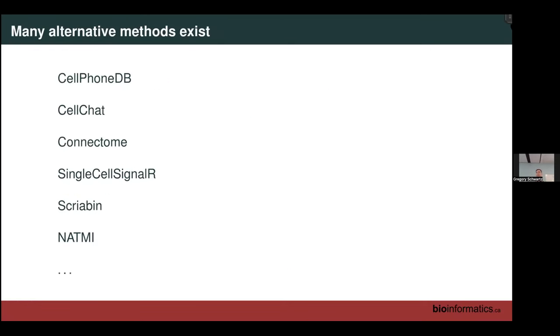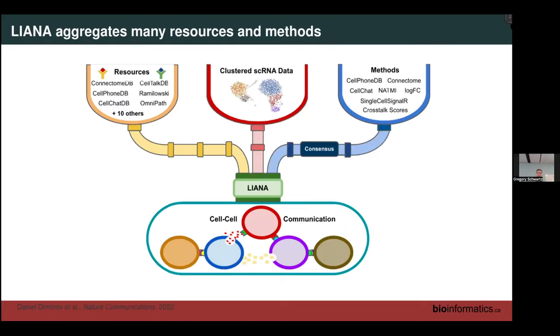There are many kinds of methods that do cell-cell communication. There's CellPhoneDB, CellChat, Connectome has one, SingleCellSignalR, Scriabin, NATMI. There are many out there. So actually, one of the other algorithms called LIANA attempts to create a consensus of all of these communication algorithms. It takes many different databases that were identified, and you've got to be careful though, because some of these are repeats, like OmniPath is also trying to collect a lot of these data sets as well, but I'm sure it's all normalized and compared and controlled for. And then it takes a whole bunch of different methods and finds a consensus along with your clustered single cell RNA-seq data to identify a more robust cell-cell communication mapping.